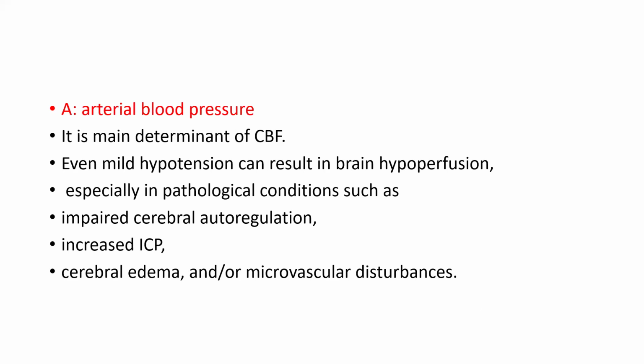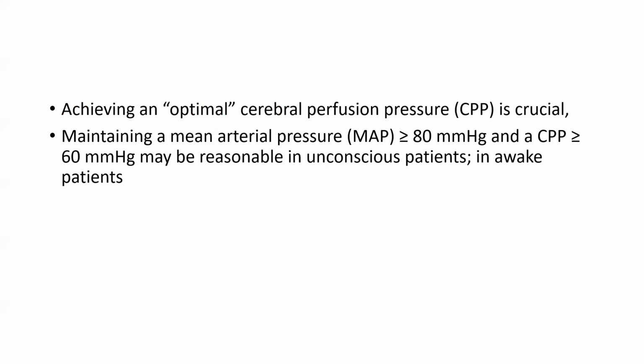Now next is A, which stands for arterial blood pressure. It is the main determinant of cerebral blood flow. Even mild hypotension can result in cerebral hypoperfusion, especially in pathological conditions such as impaired cerebral autoregulation, increased ICP, cerebral edema, and microvascular disturbances. So achieving optimum cerebral perfusion pressure is crucial. The targeted MAP should be more than or equal to 80, and the targeted cerebral perfusion pressure should be more than or equal to 60.